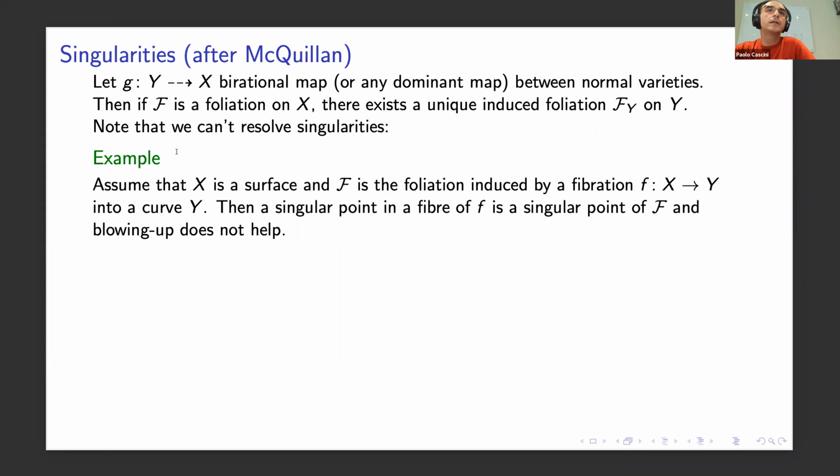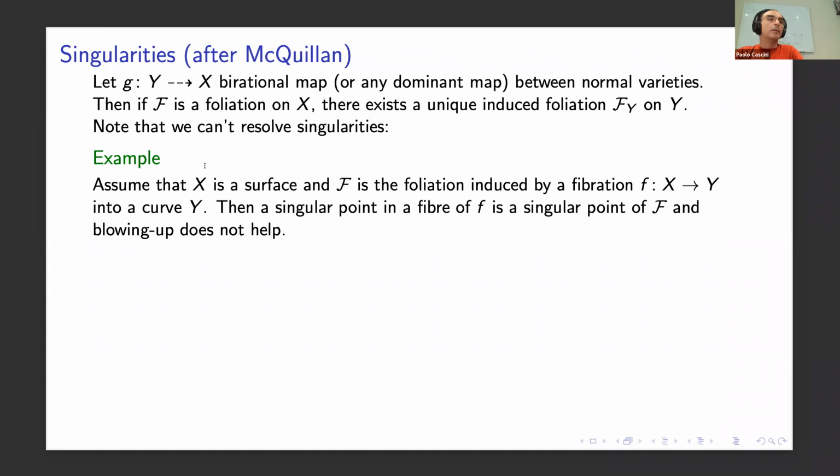Suppose that we have a surface with a pencil, which defines a foliation. Then singular points of the foliation coincide with the singular points of the fibers. So if we blow up the fibers, it surely doesn't help. We create even more singularities if we blow up fibers. We don't want to take blowdowns, because those are not easy to control. So it's really impossible, sorry, to resolve singularities for foliations.